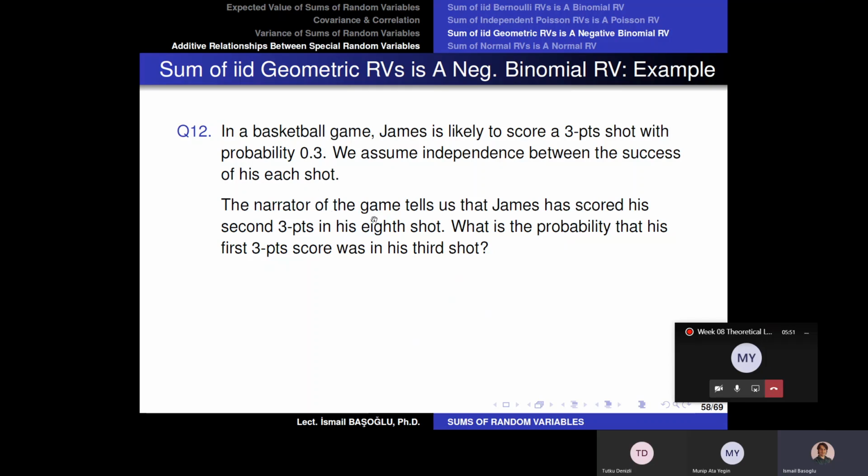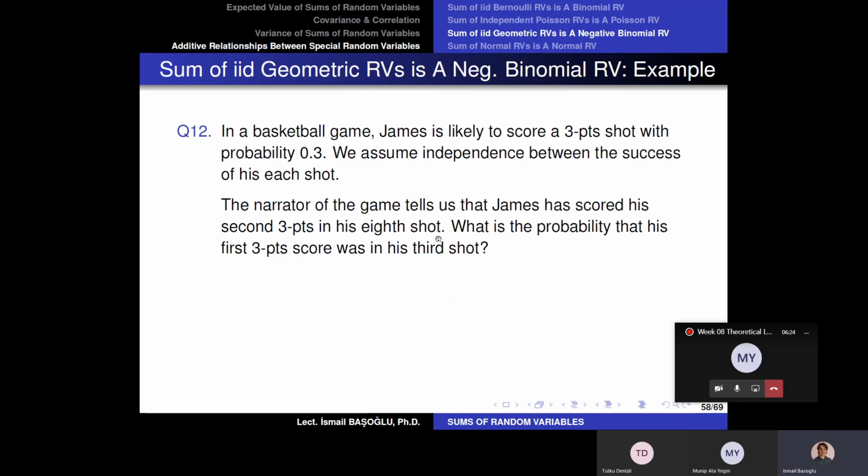So the narrator of the game tells us that James has scored his second 3-pointer in his 8th shot. So right now, from the beginning of the game, James has tried the 3-point shot 8 times. And in his 8th shot, he has scored his first 3-point score. I'm sorry, second 3-point score. He has scored his second 3-point shot in the 8th shot.